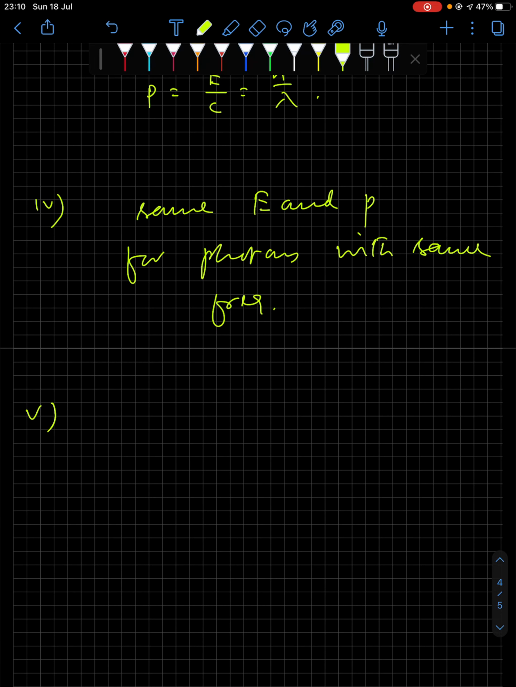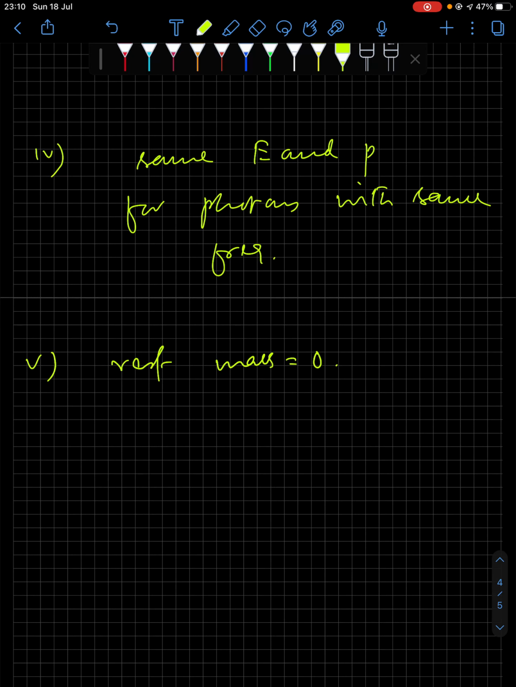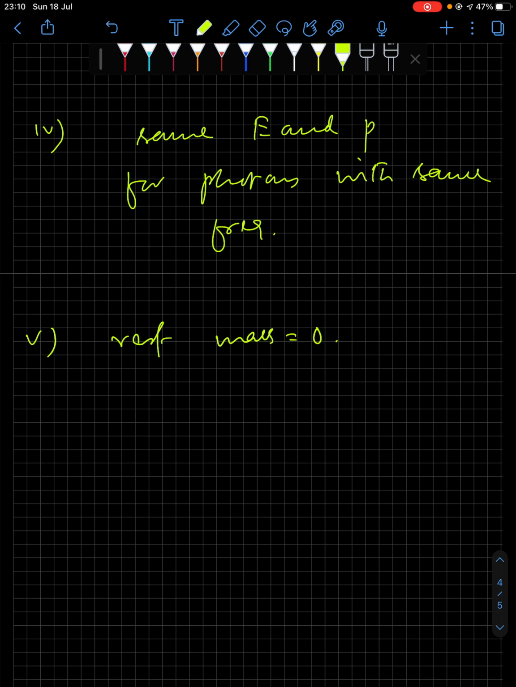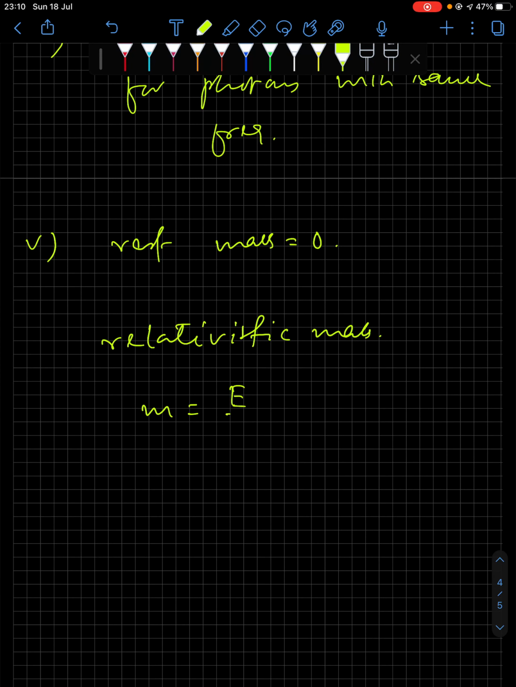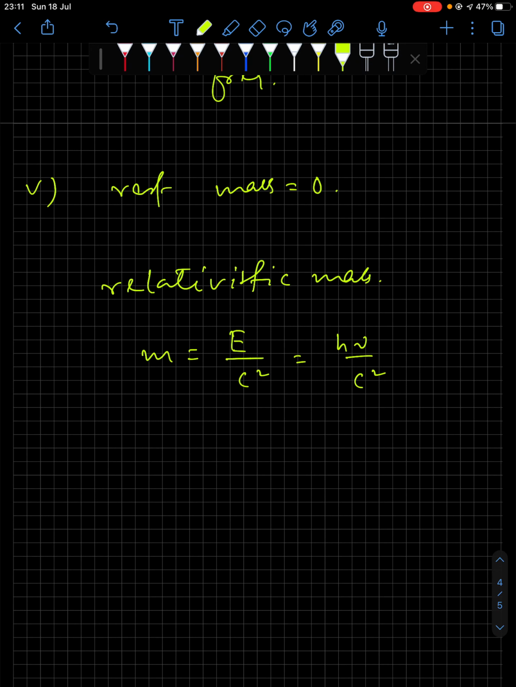Number 5, the rest mass of a photon is 0. Rest mass 0 indicates that a photon is never at rest. You will never find a photon at rest, therefore you call the rest mass of a photon 0. But it does have relativistic mass. Now, what is relativistic mass? Mass due to motion. The relativistic mass of a photon is determined by the relation m equals E by c square, which is h nu by c square. This is equation number 5 in accordance with the PDF.